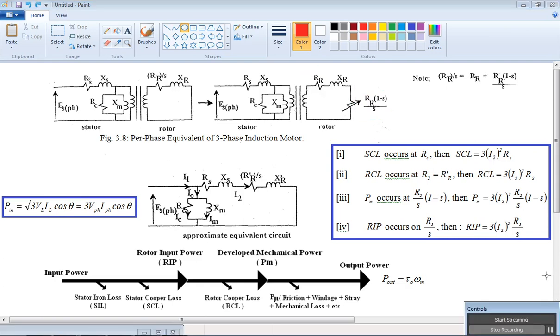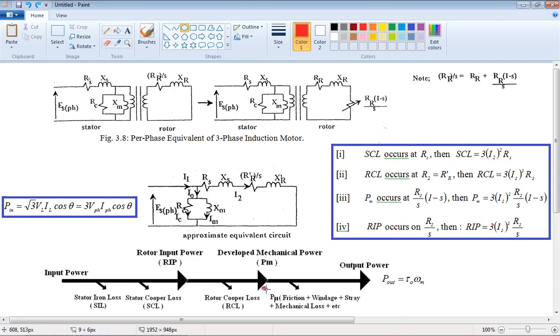Now the power has basically been converted from electrical power to mechanical power. So finally, to get the output power, we have to consider the rotational losses of the machine. These losses will basically be given in the question.